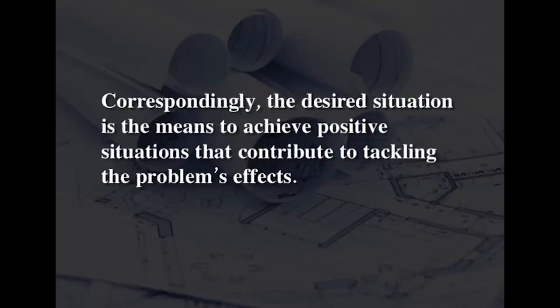In the problem tree, the main problem was also the cause of other problems. These are called problem impacts. Correspondingly, the desired situation is a means to achieve positive situations that contribute to tackling the problem's effects. These positive situations are called desired situation impacts. An impact can be poverty reduced in the region, etc.